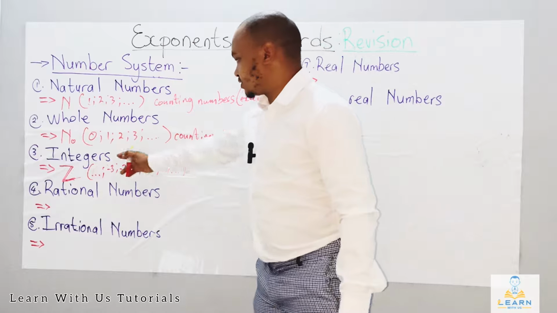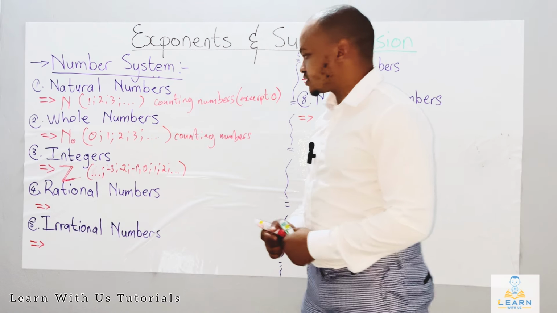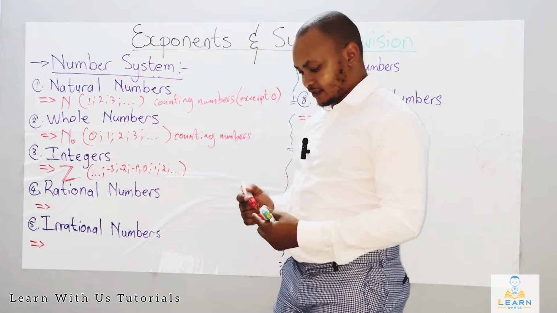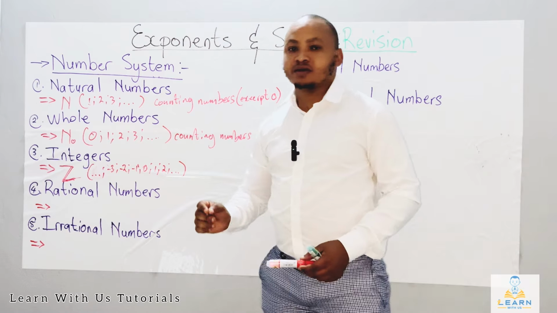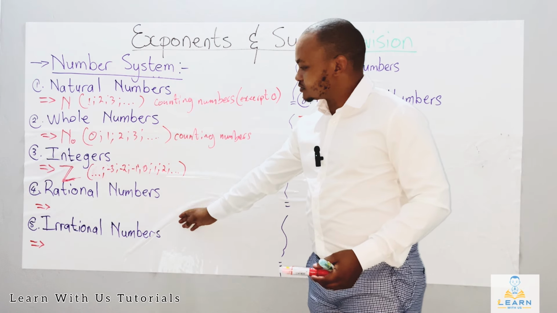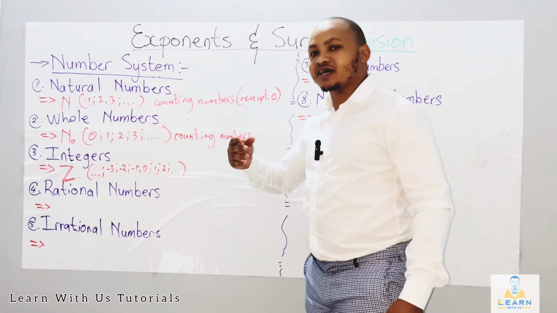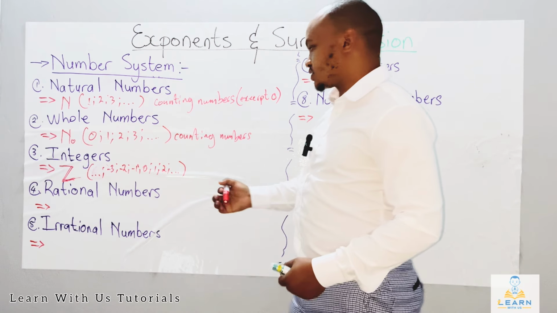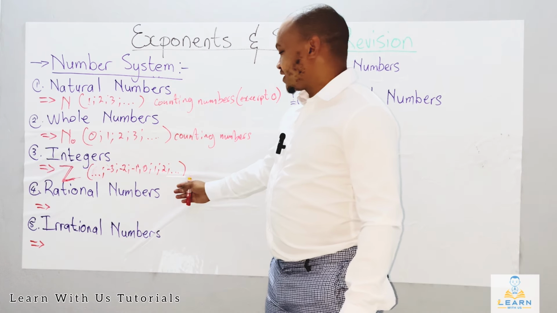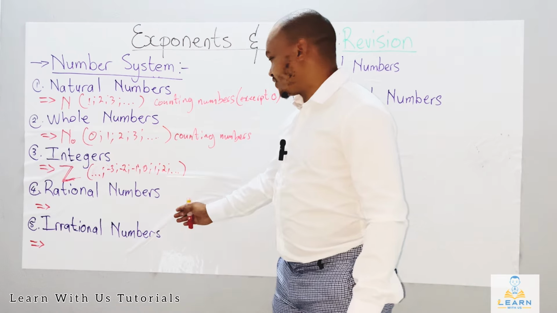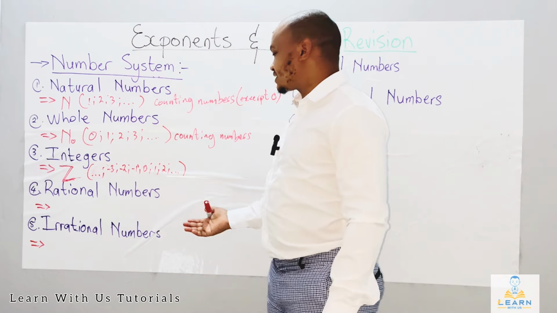Those are integers. Let's look now at rational numbers. With rational numbers and irrational numbers, they are basically opposites of each other, except there are a few exceptions. For instance, a wise man once told me that rational numbers behave, and irrational numbers do not behave at all. So what does that mean?